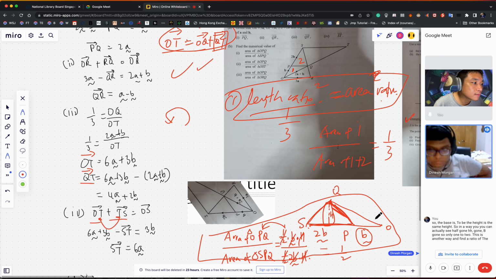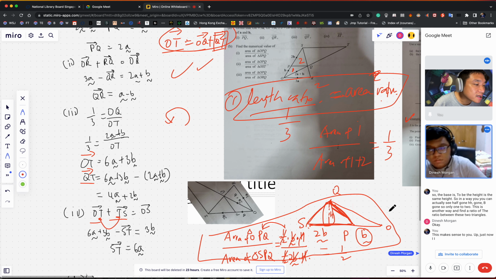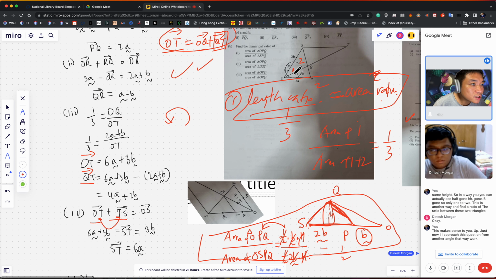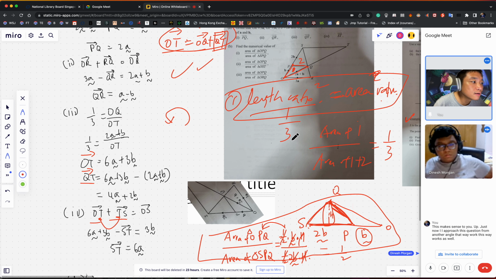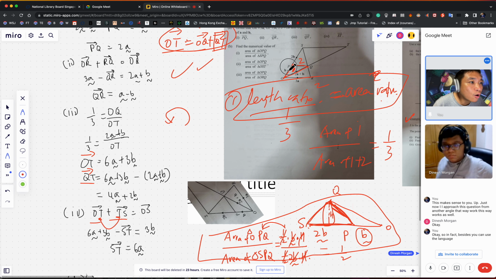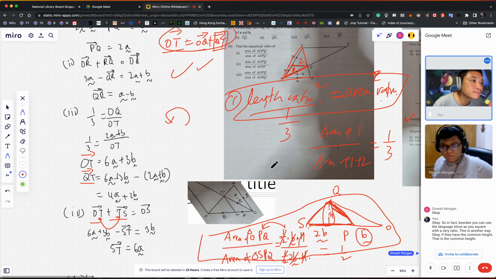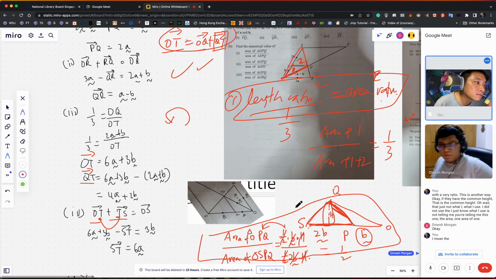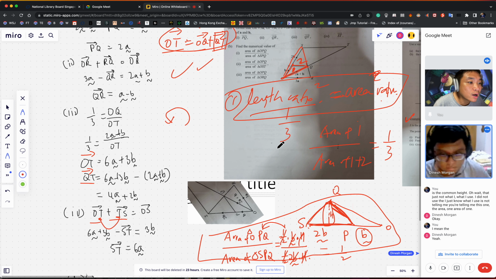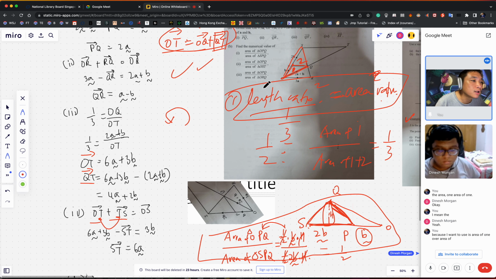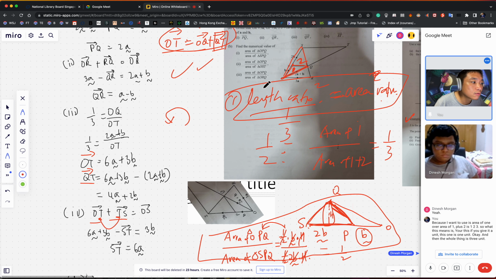Okay. So what this means is if you give it a unit, this one is 1 unit. And then the whole thing is 3 units. So isn't this 2 units? Yeah, so that's how I get 1 to 2. I did not use the length ratio squared to get the area ratio just now.